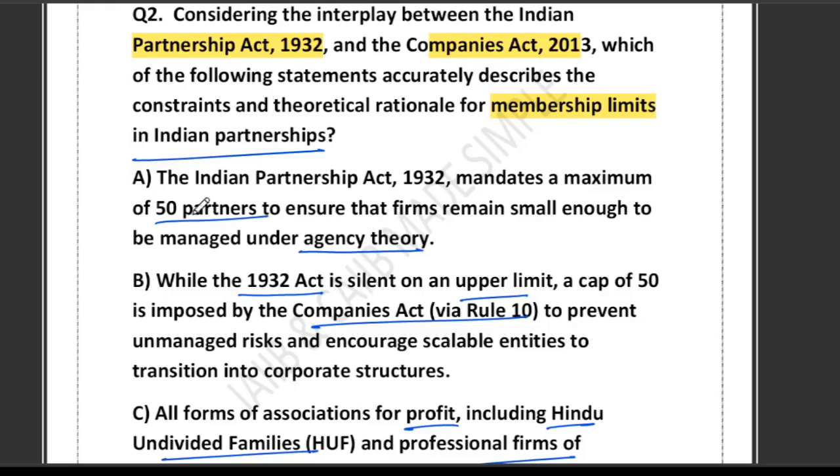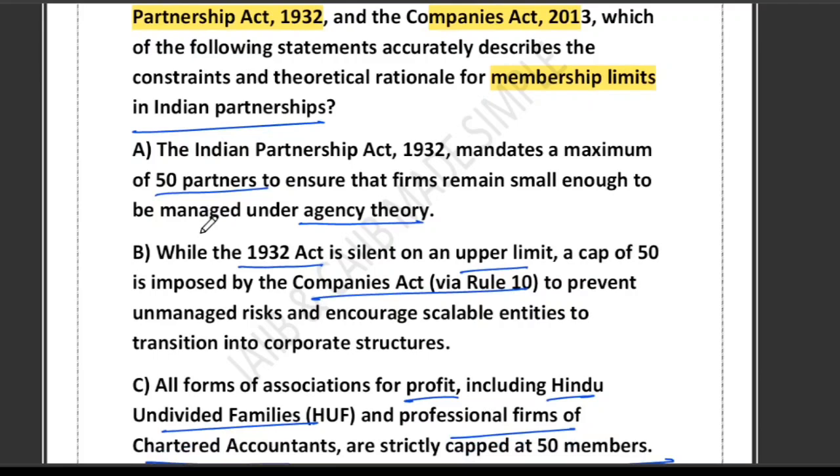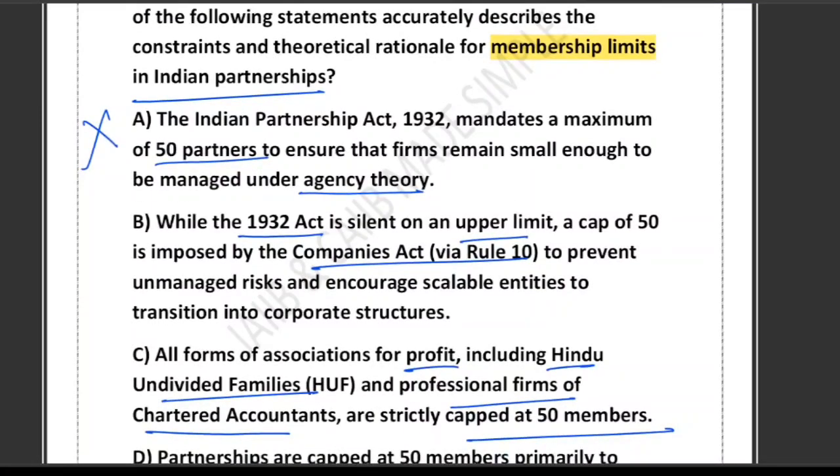Now let's look at the options. Option A says that the 1932 Act mandates a maximum of 50 partners. No, it is wrong. Actually, the 1932 Act never fixes the maximum number. This limit comes from the Companies Act. Option B is the correct one.